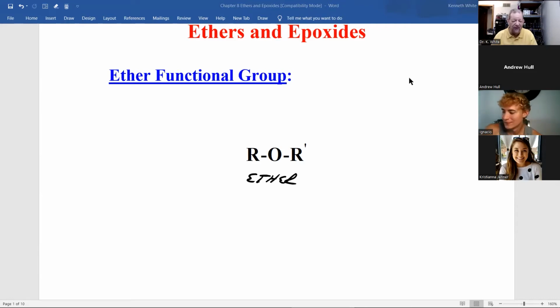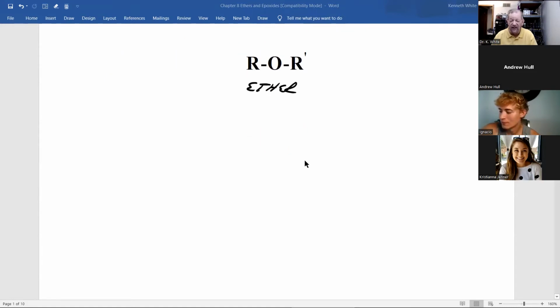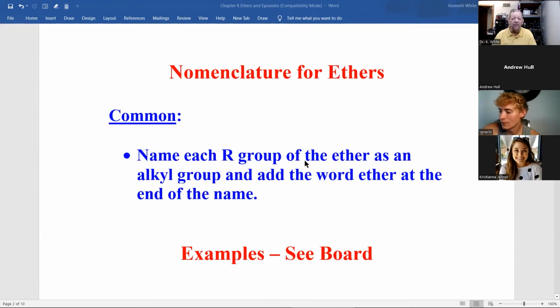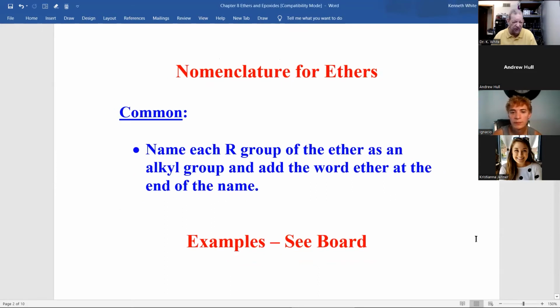You'll be amazed. Anyways, this is an ether. And ether is a functional group that has its own chemistry. Now, nomenclature. Good news, I'm not going to teach you the IUPAC nomenclature because most organic chemists only use common names. And how do you do common names for ether? You name each R group on the ether as if it were an alkyl group, and then add the word ether to the end.